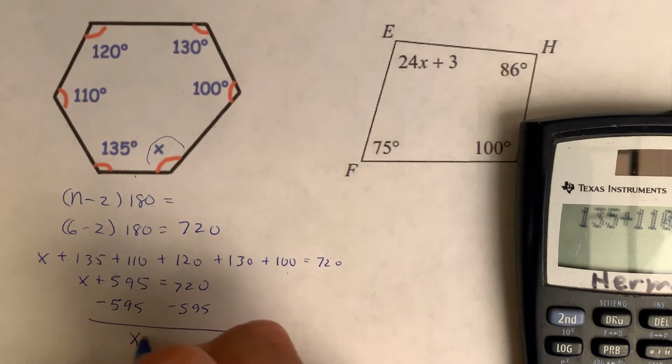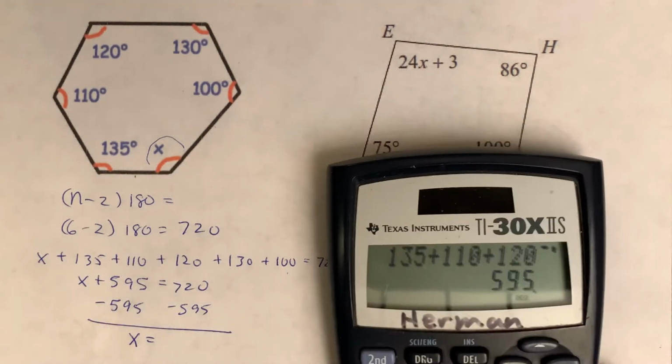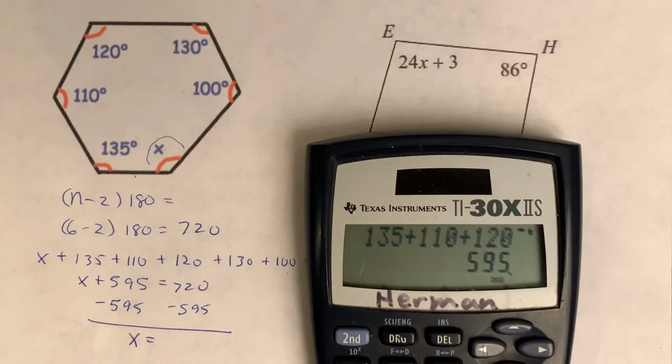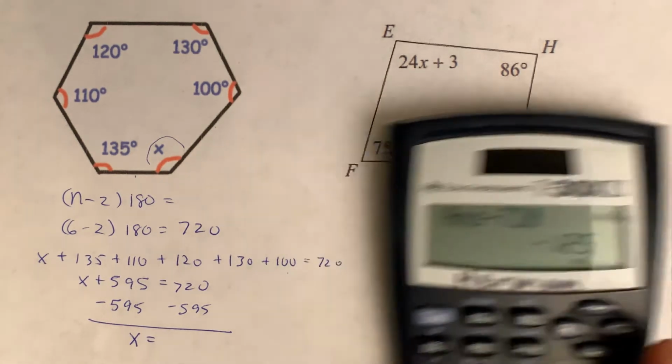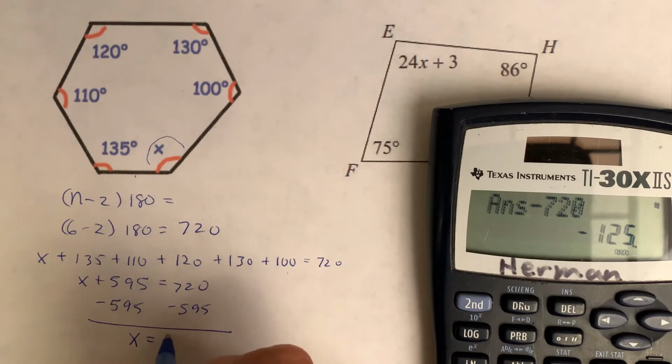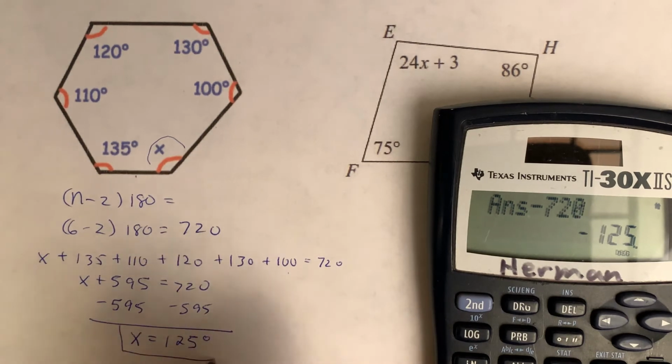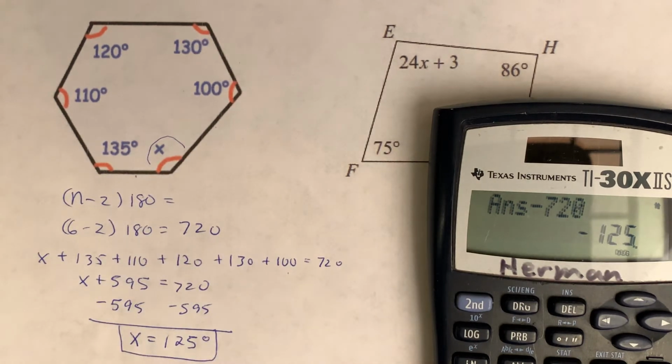And then x will equal whatever 720 minus 595 is. Now, remember, if I just do 595 minus 720, it's going to be negative. I know it's not negative, of course, so it's 125. Since there's no degrees given, I'm going to say 125 degrees. If it does give degrees, then you wouldn't put the degree symbol, okay? All right, that's a hexagon.